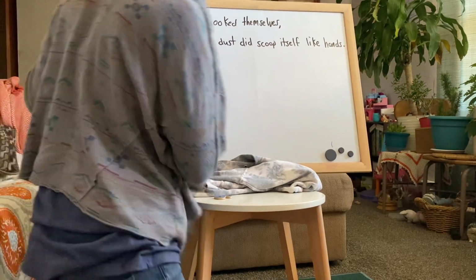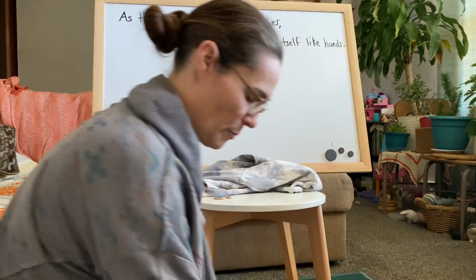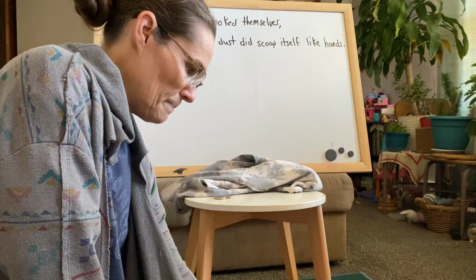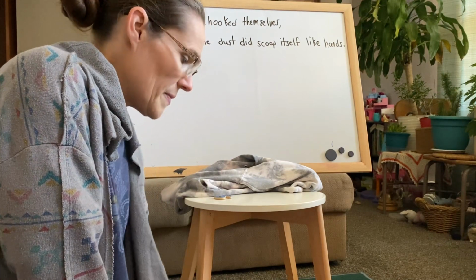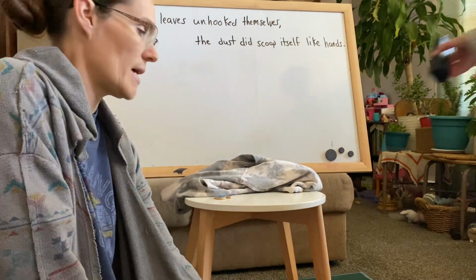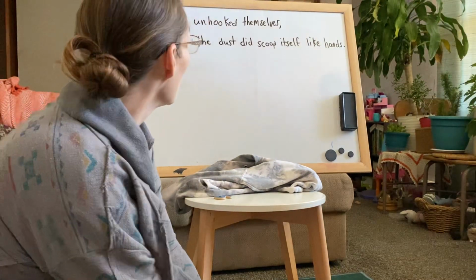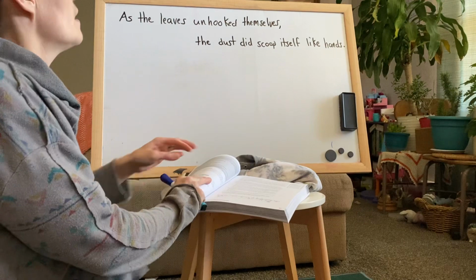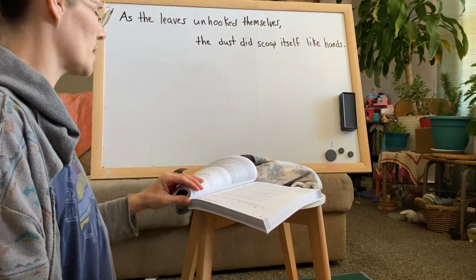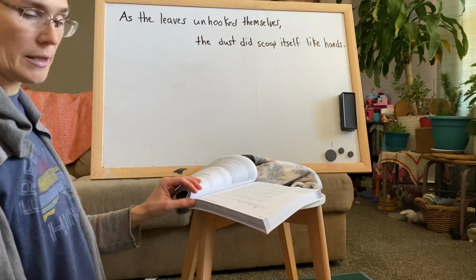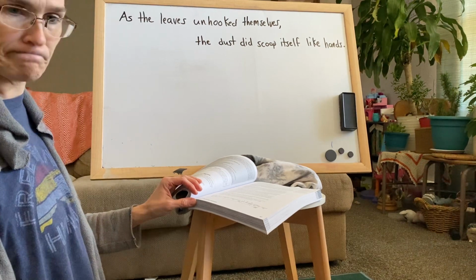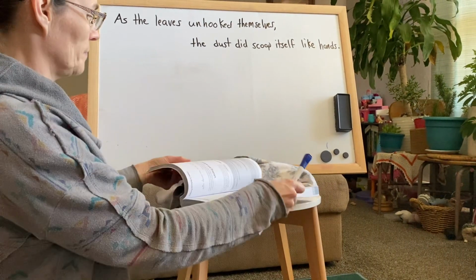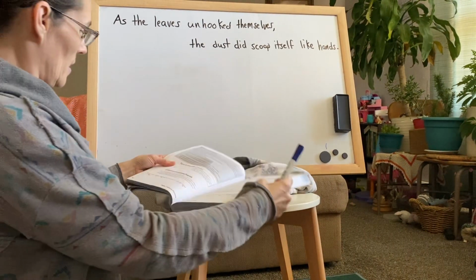All right, so our sentence, if you turn to page 46, this is our sentence that we're going to analyze and diagram. And it is, as the leaves unhooked themselves, the dust did scoop itself like hands. Oddly enough, kind of a weird sentence. Emily Dickinson poem. Oh, it is? Yes.